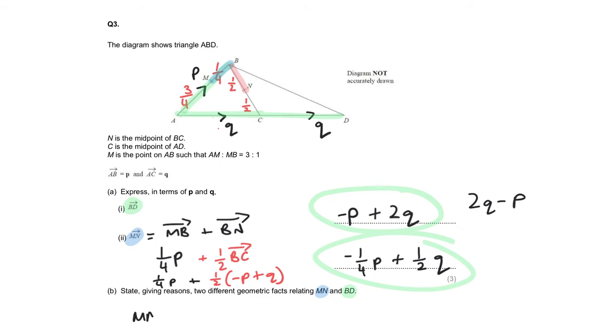So 4 times MN equals BD. Yeah? Say they're parallel. Yes, and because one is a multiple of the other, we can also say that BD is parallel to MN.